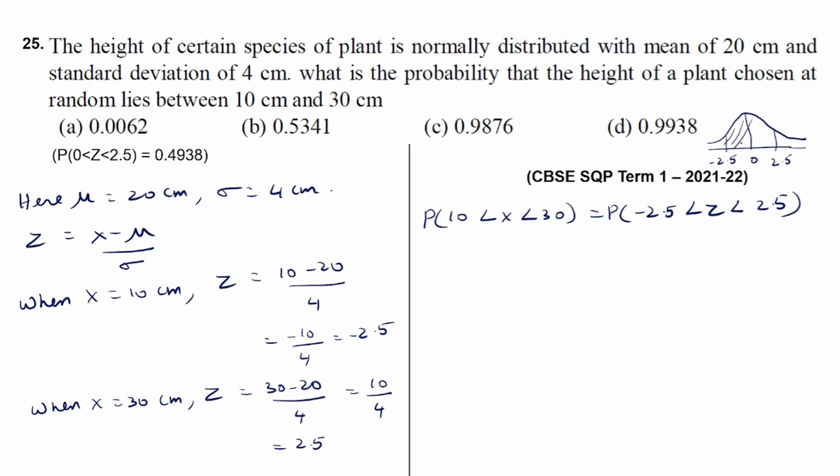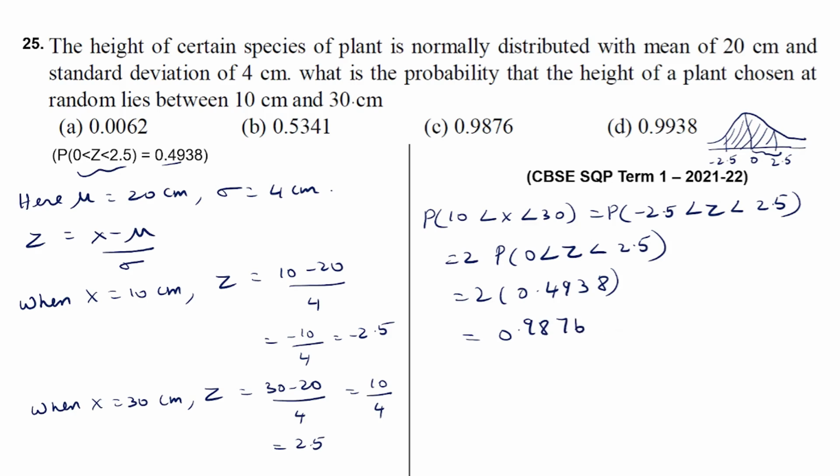We need to know this entire area, but the value given is the area of this part, that is from 0 to 2.5. So this entire area will be 2 times this area. So this is equal to 2 into the probability of 0 less than z less than 2.5. So it is 2 into 0.4938, or it is 0.9876. So the correct option is option C, which is 0.9876.